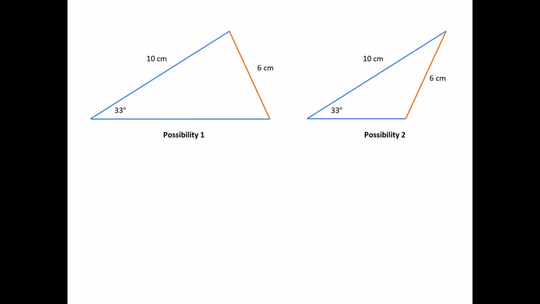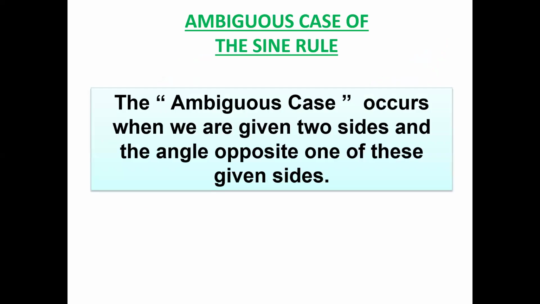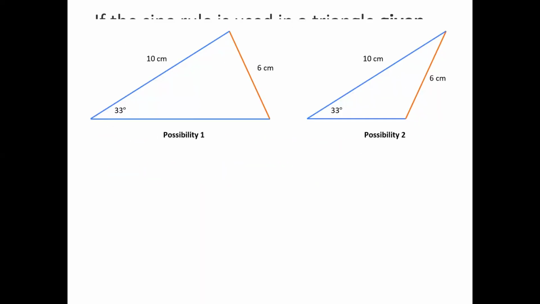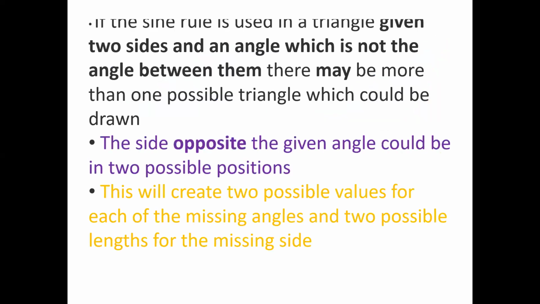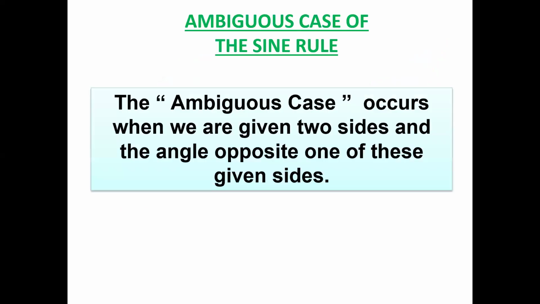So this is important because not all triangles are going to generate an ambiguous case. I repeat, the ambiguous case occurs when two sides are given and the angle which is given is not between the two sides. The angle which is given is facing one of the two sides. So now you have to copy this also.